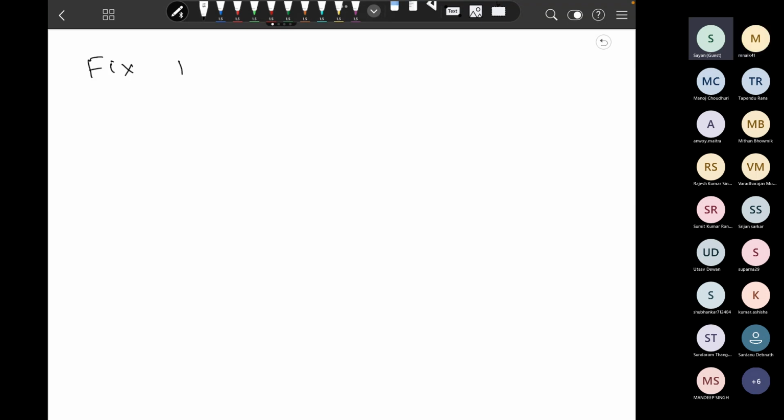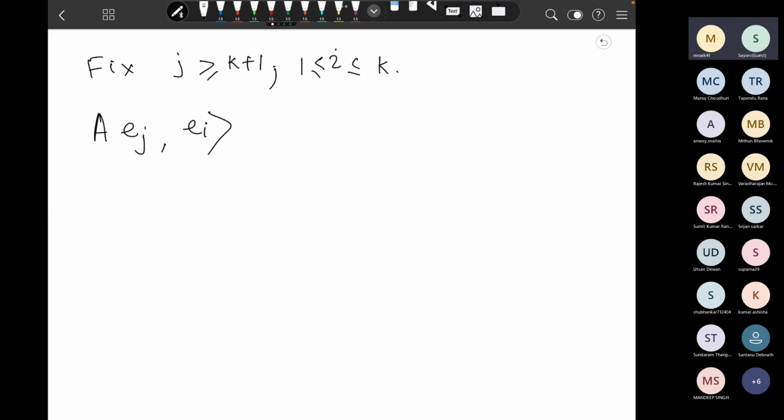So now fix j greater than or equal to k plus 1 first. Suppose I fix this i, with 1 less than or equal to i less than or equal to k. Fix j and i. So what is this? A is A of e_i. Since A is orthogonal, A e_i is the same thing as A transpose e_i, which is A inverse e_i.